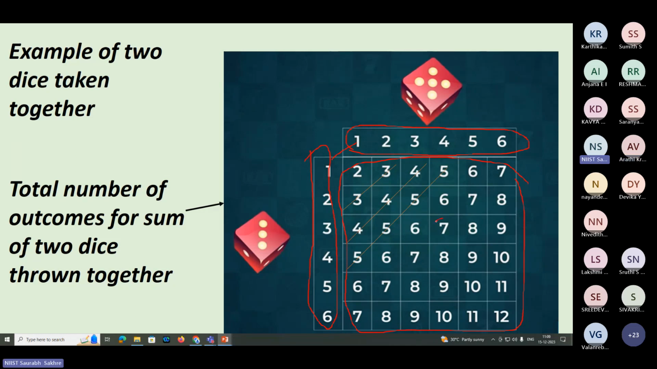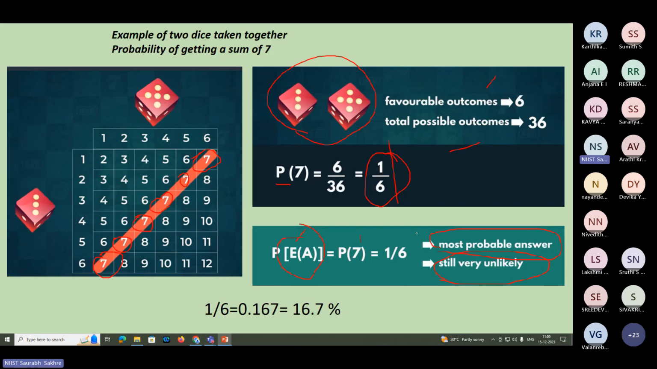Like if I'm seeing this 7, so this 7 is the sum of this 4 and this 3. Okay, so this is 7. Like this is the sum of the dice. Now here the question was, for example, two dice taken together and the probability of getting a sum of 7. That we were trying to find out.